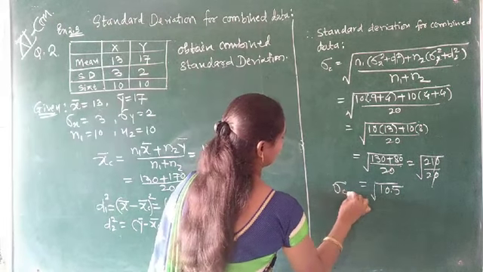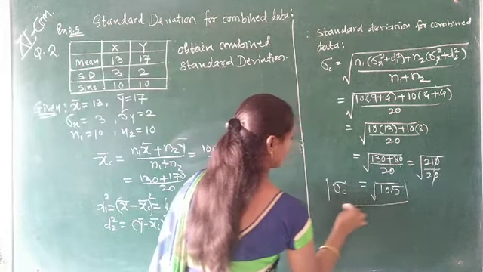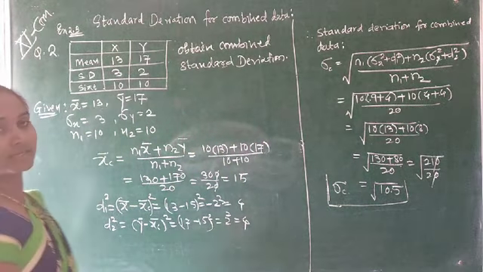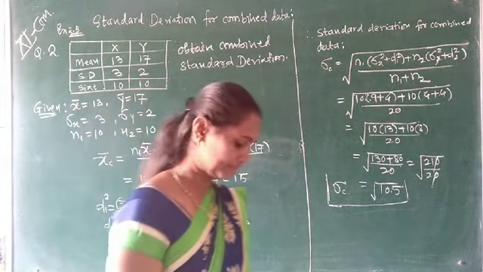That is, the combined standard deviation for the sets x and y is under root 10.5.